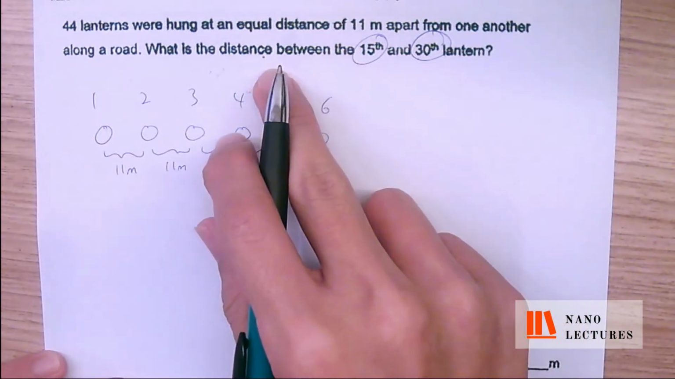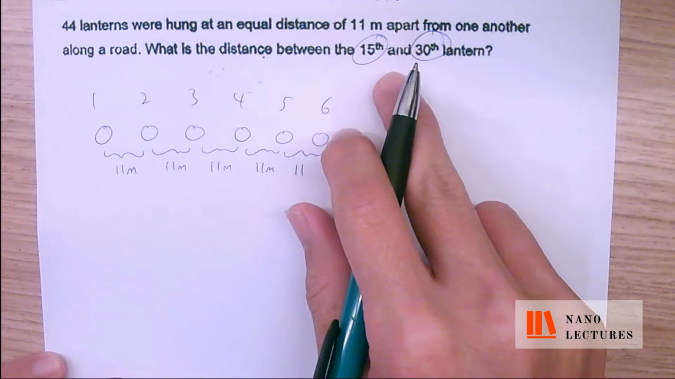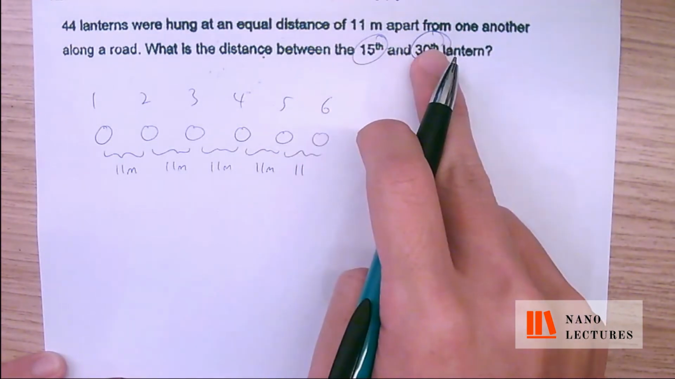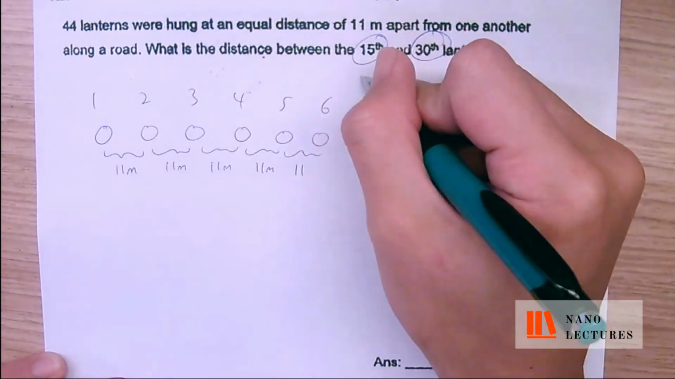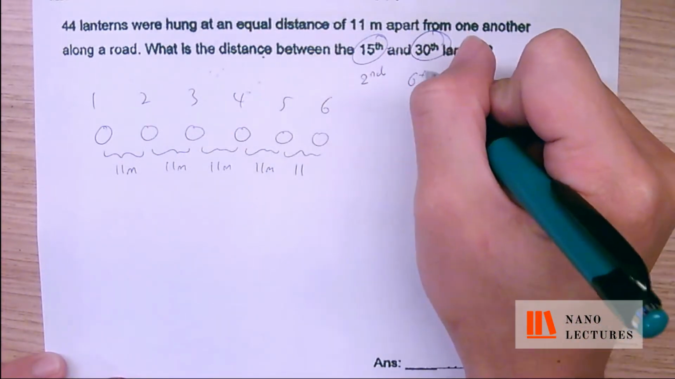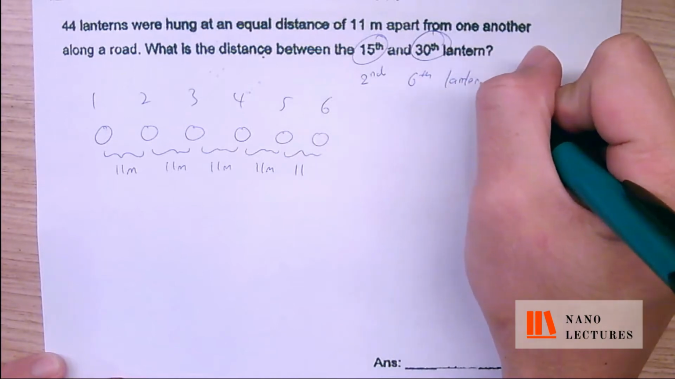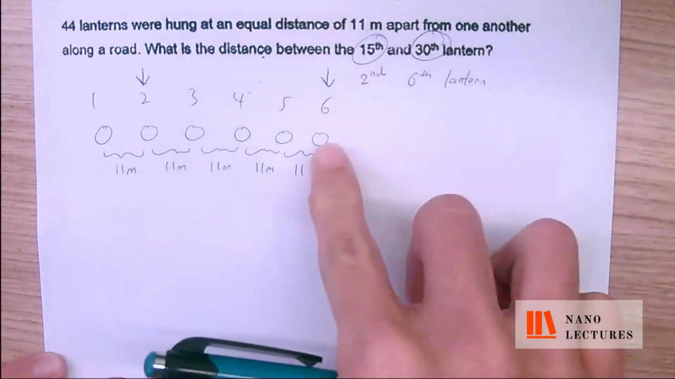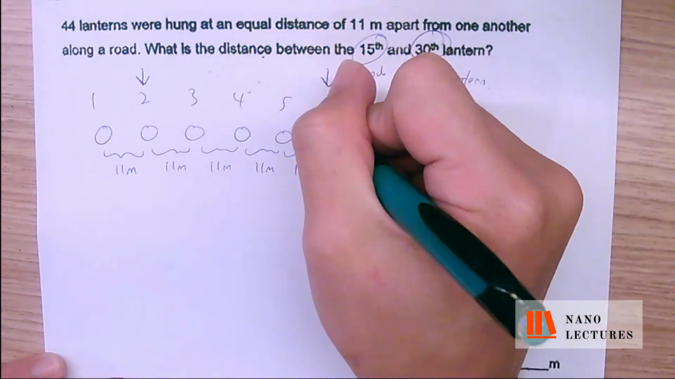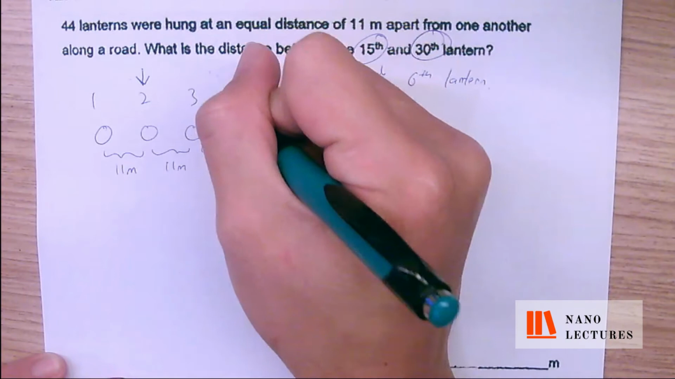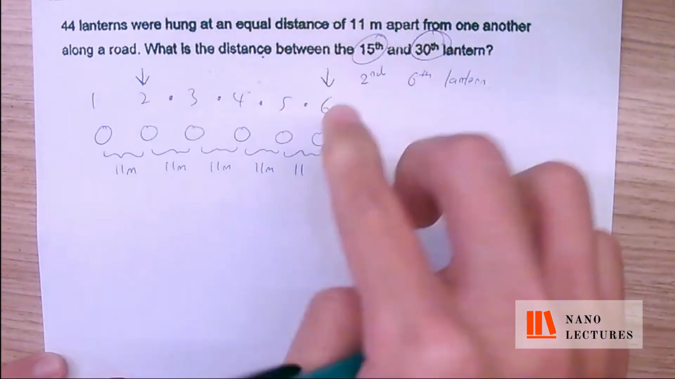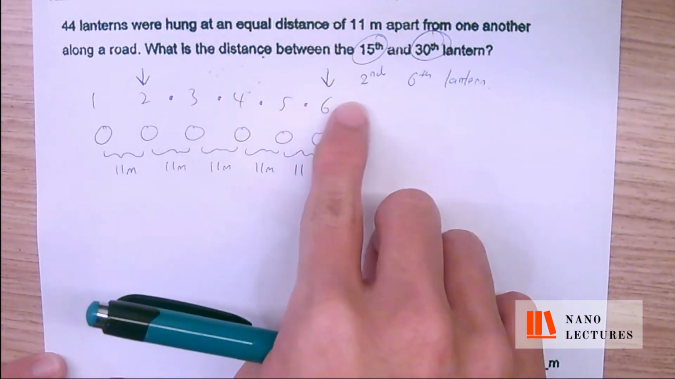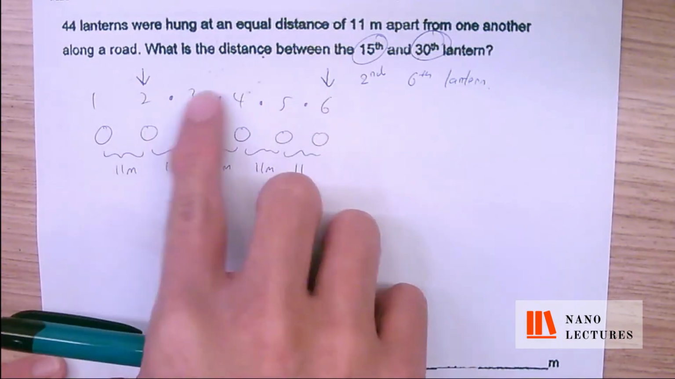Now they're asking for the distance between the 50th and the 30th lantern. For this one, instead of using such big numbers, I'm going to ask you, what is the distance between the 2nd and the 6th lantern? Let's try this on. 2nd and 6th is this one and this one. How many spaces are there in between? 1, 2, 3, 4. There are 4 spaces in between. How do you get this 4? It's because you took 6 minus 2. That's the number of spaces you're going to get.